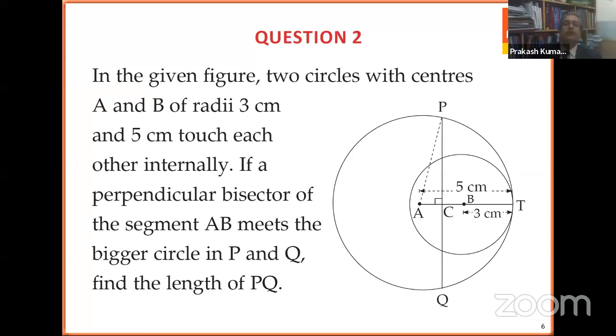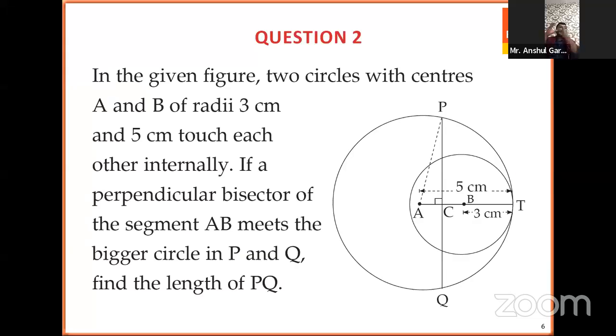Now question 2 is here. So question 2 is here and there are two circles. So first I will explain in English. There are two circles. Both are touching each other internally. Radius of both is given. And there is a perpendicular bisector. PQ is the perpendicular bisector of AB, right? We have to find the length of PQ.